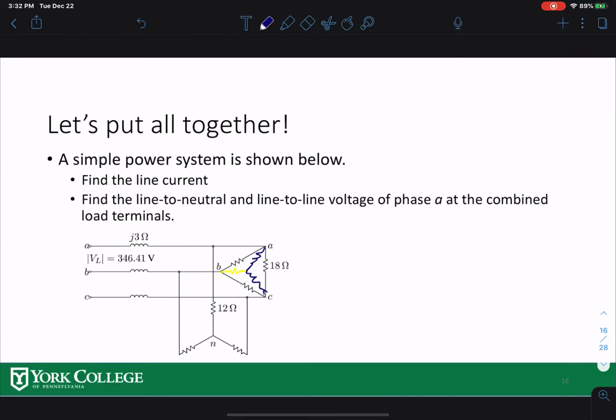So that is the Y connection. How do you go from delta to Y? You divide the delta impedance by 3 to get the Y impedance. That means all of these would now be 6 ohms. So I can now redraw this over here.